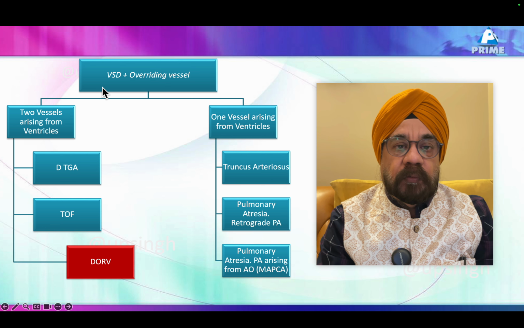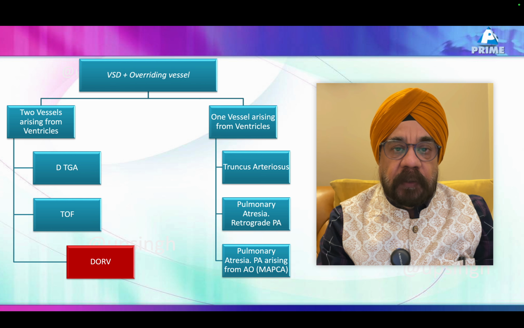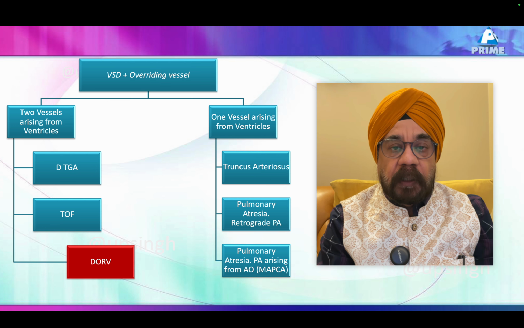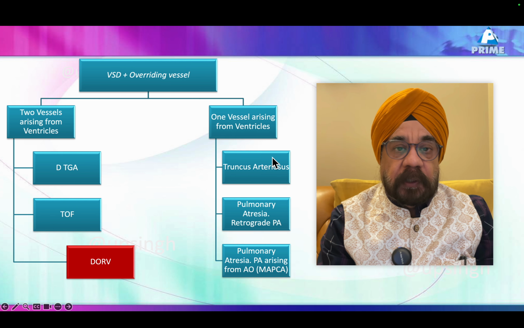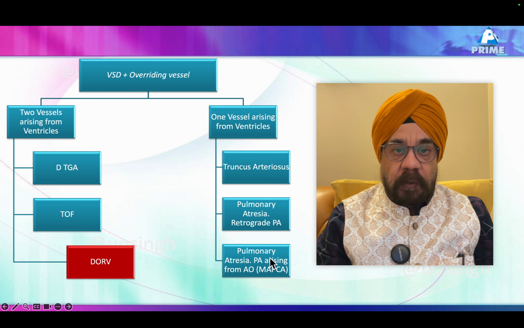Once you see one vessel overriding the ventricles, you start searching for the second vessel. If the second vessel, the pulmonary artery, is seen coming from one of the ventricles or the right ventricle, it should have a valve. If it has a valve and is coming from the ventricle, then that's the differential. In case you don't see the pulmonary artery, you start searching for it. Search from the ductus, whether there is a reversal, or search for collaterals in the descending aorta.